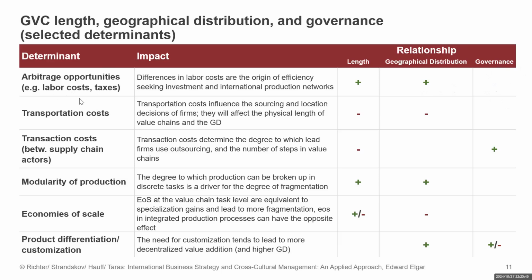The first one is capturing slight differences in price. Differences in labor costs are the origin of efficiency-seeking investment in international production networks. So you would probably want to make the length longer, or distribute it in different regions and locations, in order to capture the opportunities that exist in different places. And then you have transportation costs. Of course, you want it to be as short as possible because that can reduce the costs.